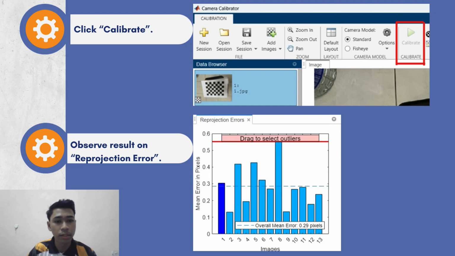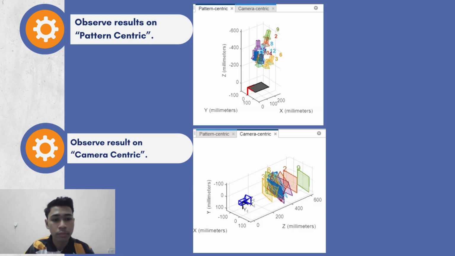After that, you can see the result, which is you can observe the result of reprojection error at the top right. Okay, next is below the reprojection error, you can see the result of pattern centric and camera centric. The pattern centric you can see at the left and at the right is camera centric. These two are the results that you can find after the camera calibration.